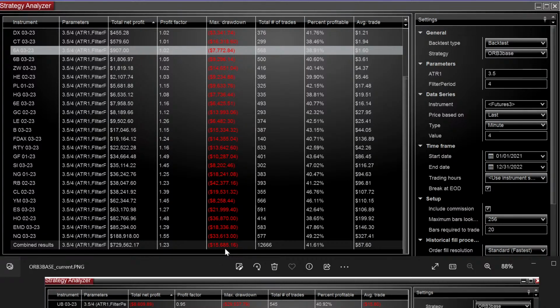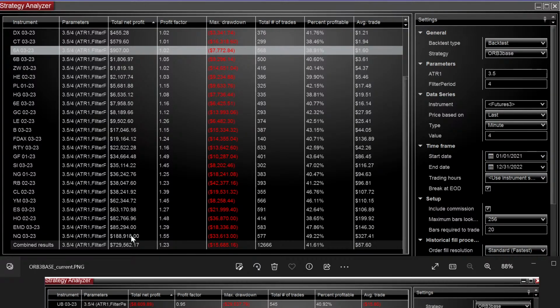So drawdown up slightly, $600, but our profit increased by $6,000. So we have a 10-to-1 ratio on this improvement, basically. $6,000 increase in profit, $600 increase in drawdown. Our win rate dropped by 0.40%, so basically the same. Our average trade went up by 30 cents.